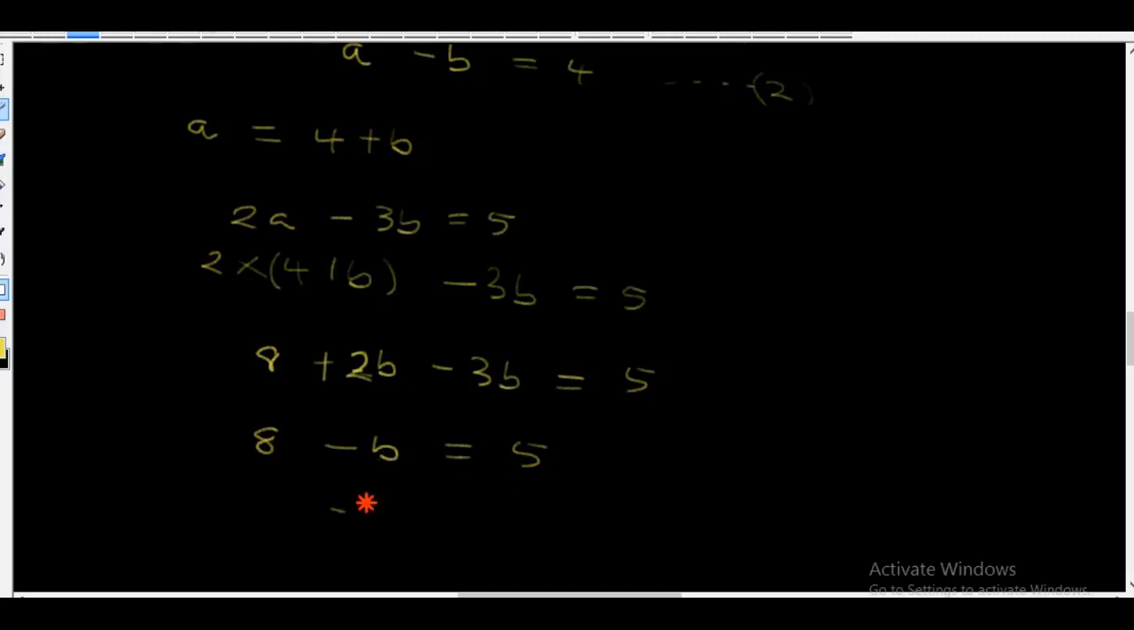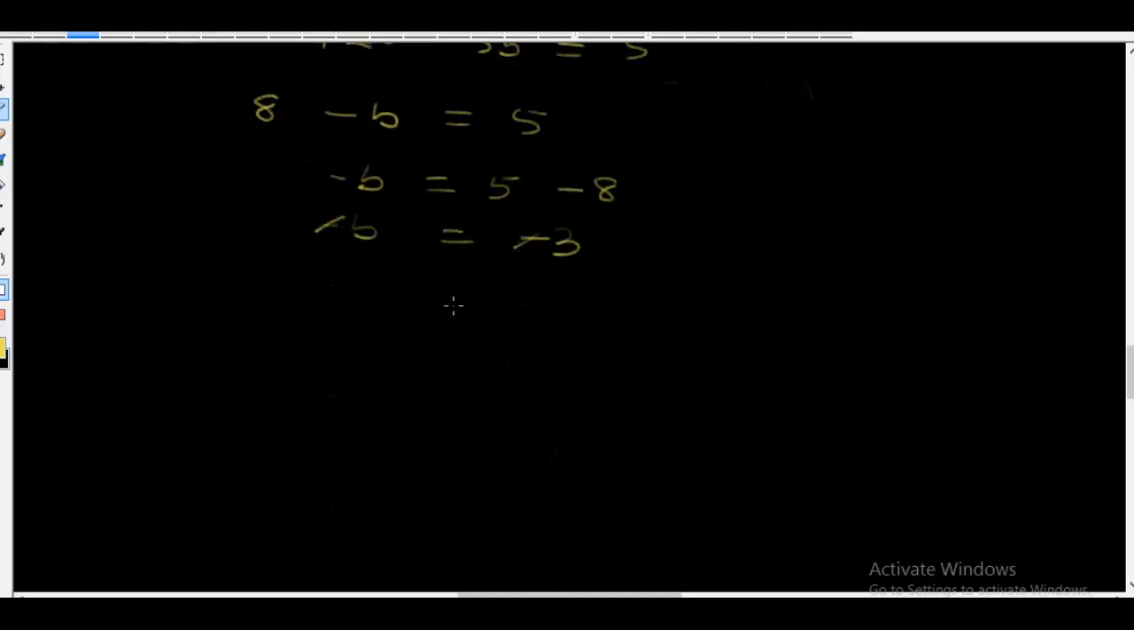So minus b now is equal to 5 minus 8. Therefore, minus b is equal to minus 3. We cancel the minus, so b is equal to 3.